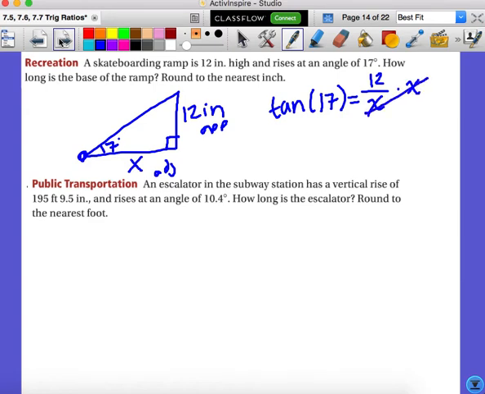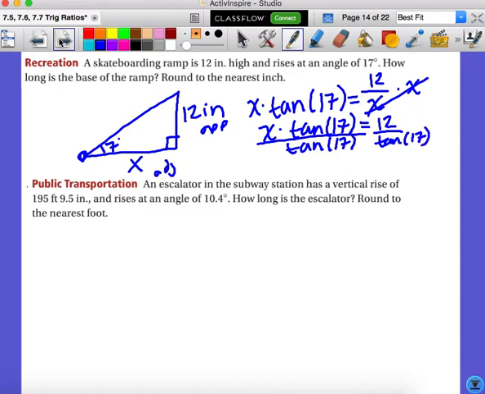Multiply by that denominator to get x out of the bottom. Now, since x is being multiplied by something, we need to divide. So we're going to divide both sides by the tangent of 17. And our calculator can do the rest for us. So 12 divided by the tangent of 17 tells us that x is approximately 39.3.